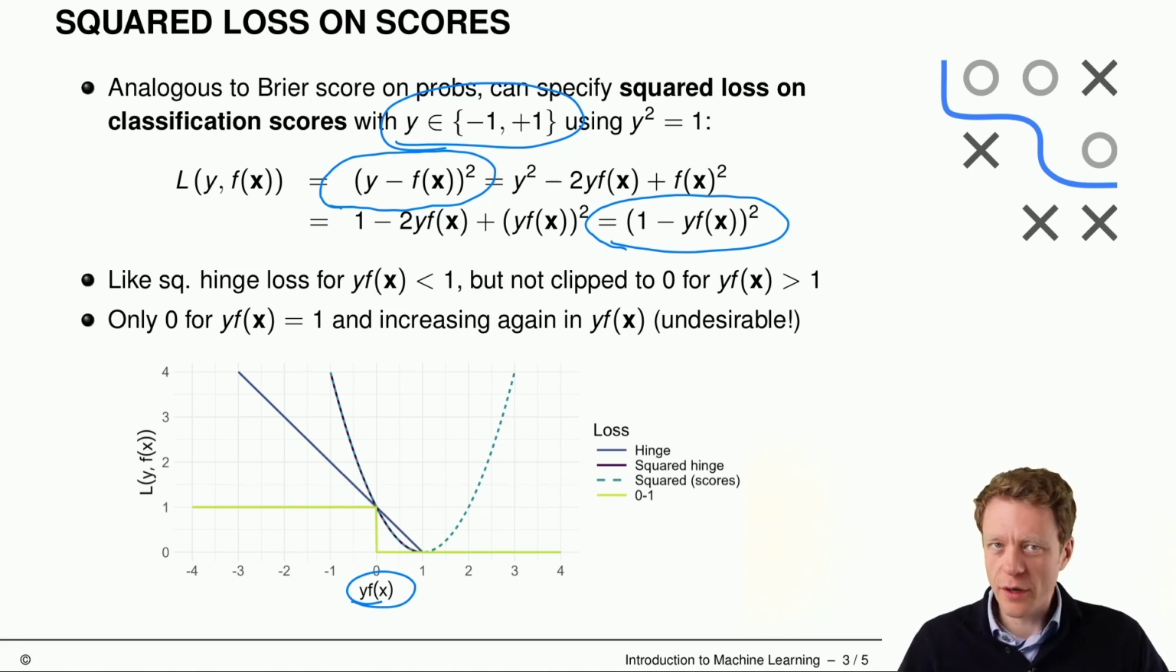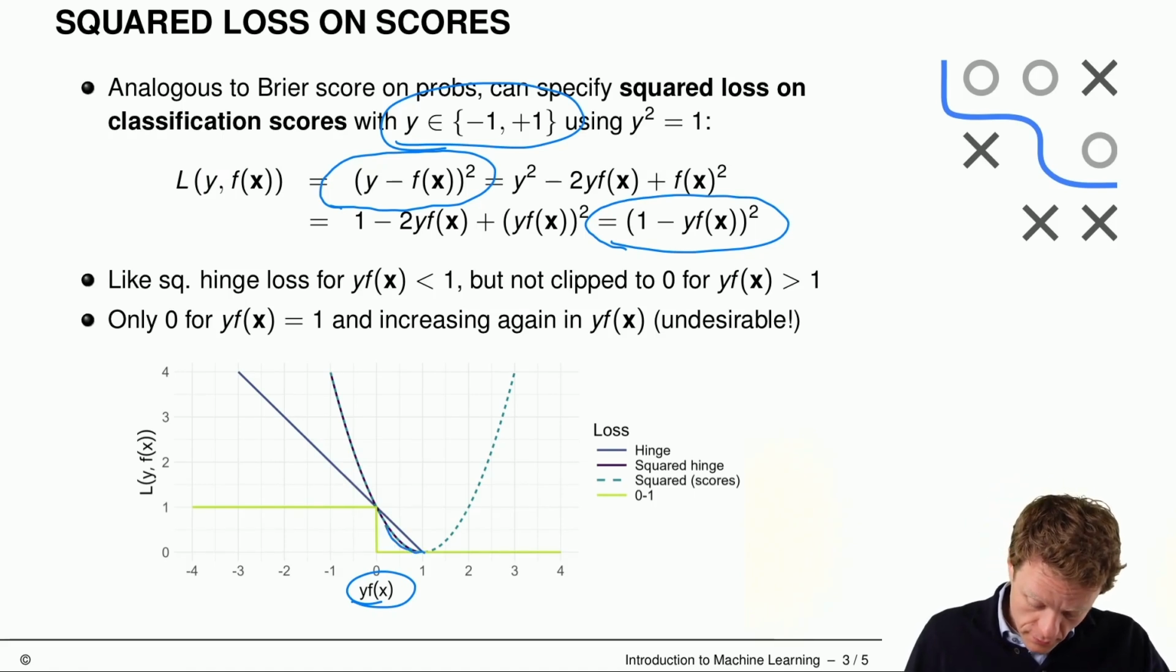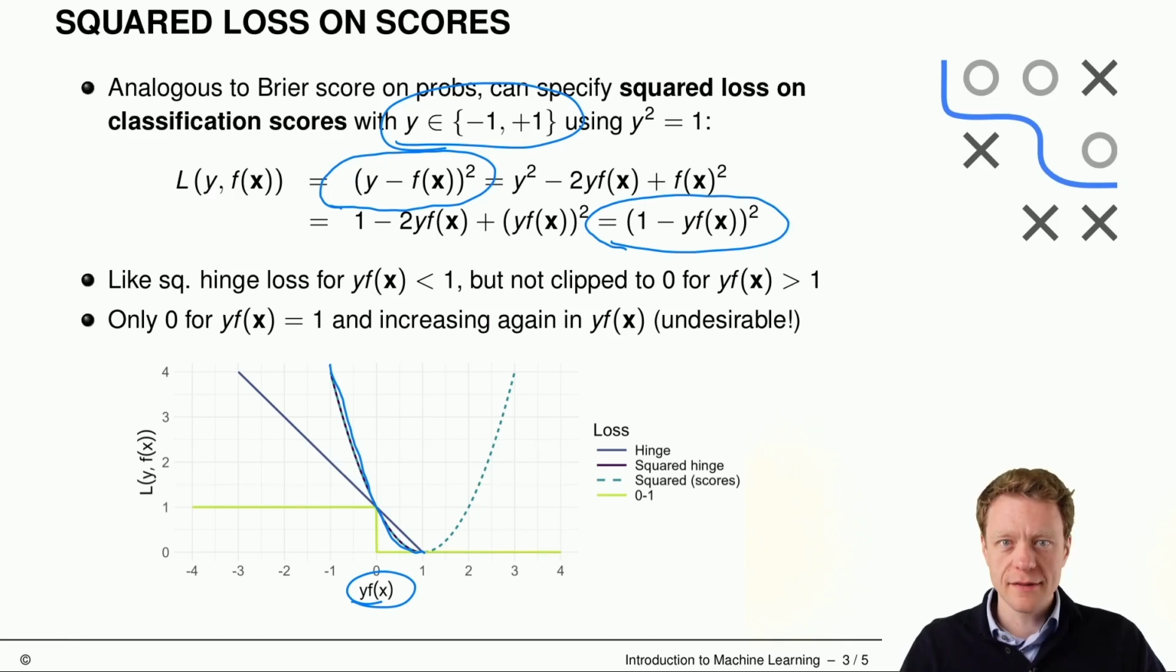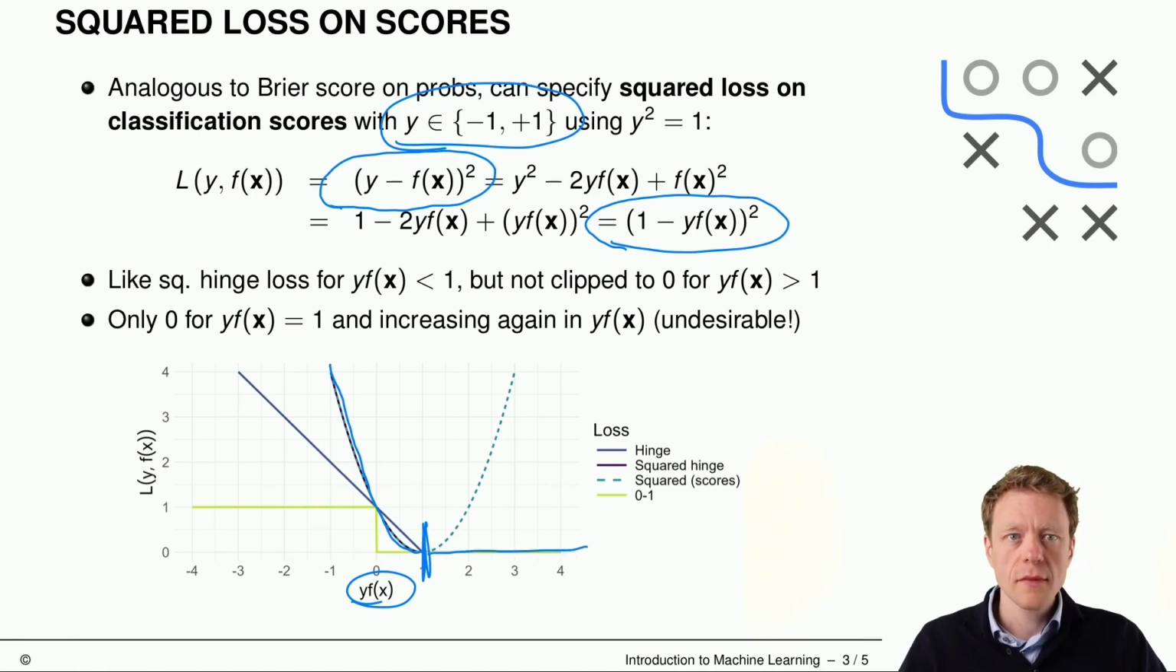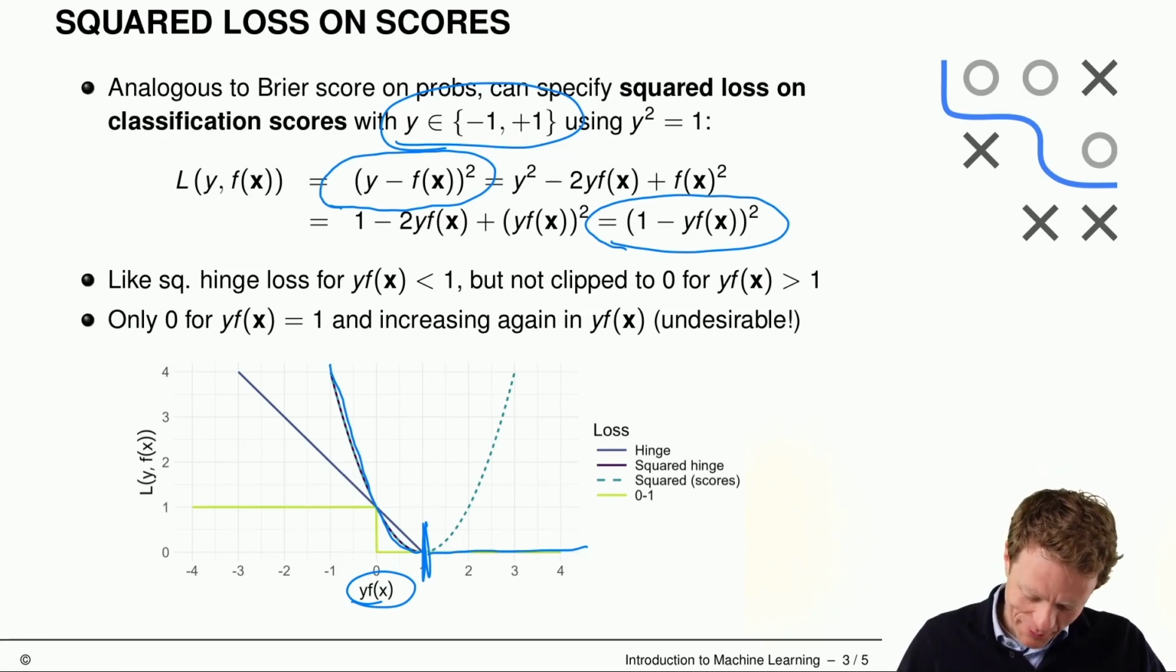Or for expressing it in terms of margin, and that helps for the plot. So here, for values up to 1, it's the same as the squared hinge loss. It's just 1 minus the margin and then squared. But for values larger than 1, it's very different, because the squared hinge loss is then clipped to 0, but the squared loss on scores is not. So this goes up again.